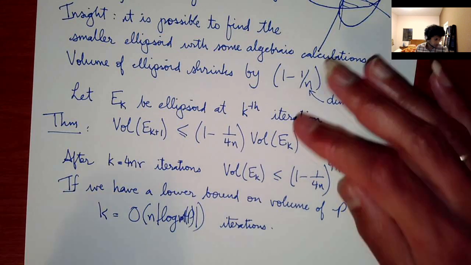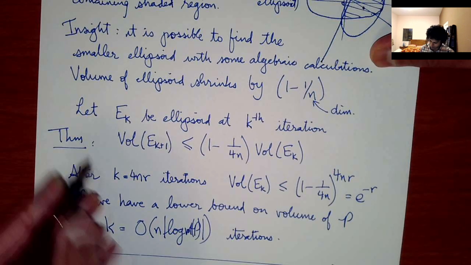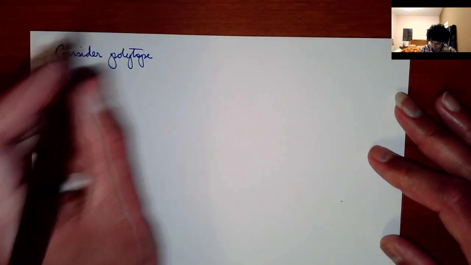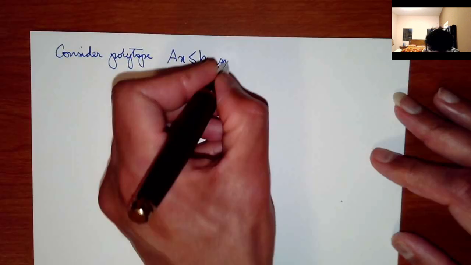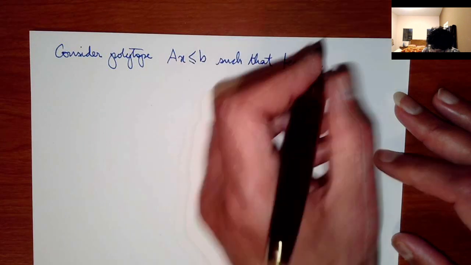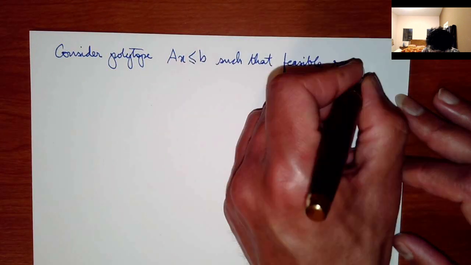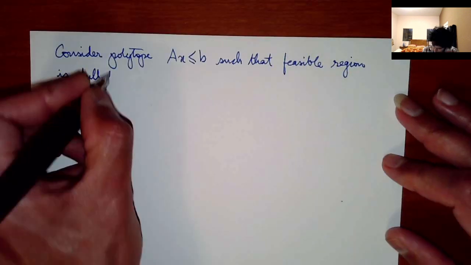So you need n log of the volume of P. So what you can do is, consider the polytope Ax less than b, such that the feasible region is full dimensional.